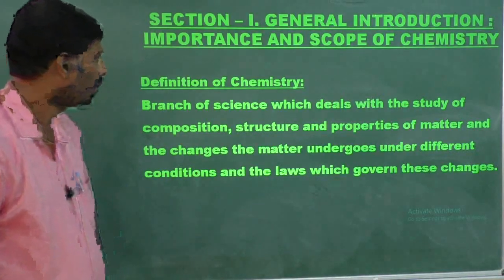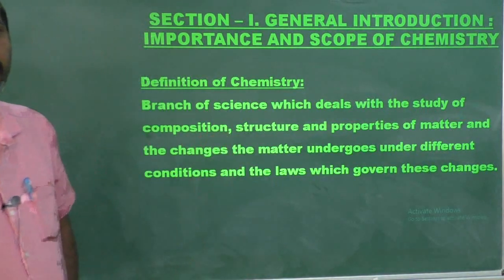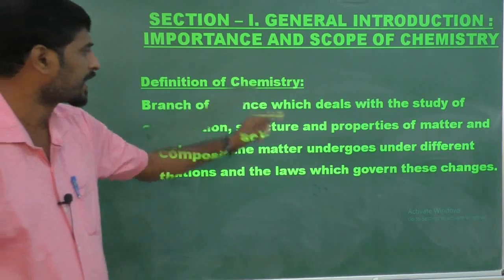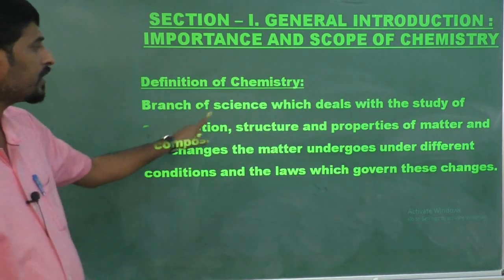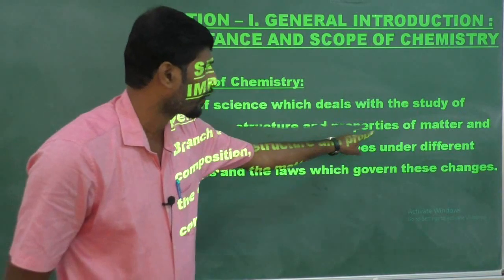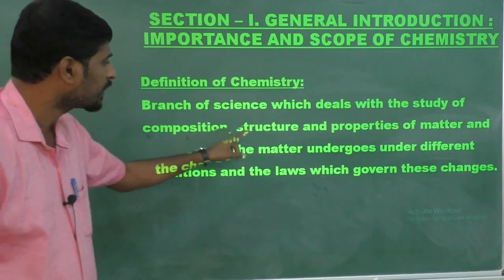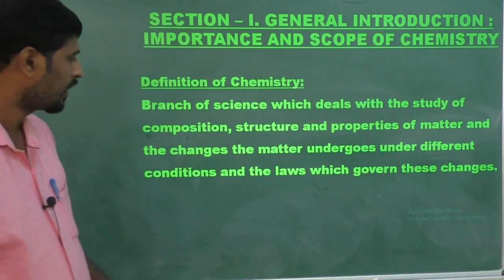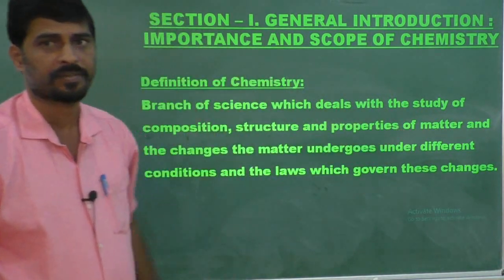Next, we will discuss what is the definition of chemistry. Chemistry is a branch of science which deals with the study of composition, structure and properties of matter, and the changes the matter undergoes under different conditions, and the laws which govern these changes.